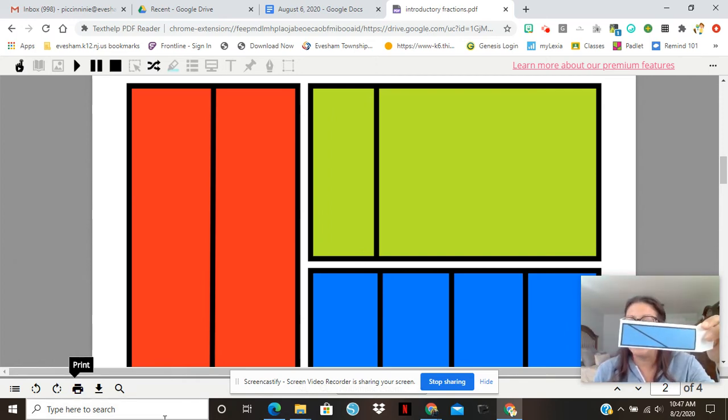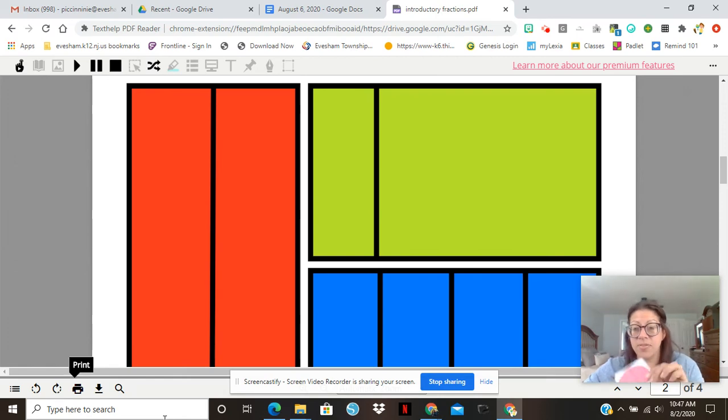This one, not equal because this part is smaller than this part. What I like about this activity is even though some of them are circles, not all of them are, because not all fractions are parts of a pizza or parts of a pie. But equal fractions are always equal. Everybody should get the same amount.